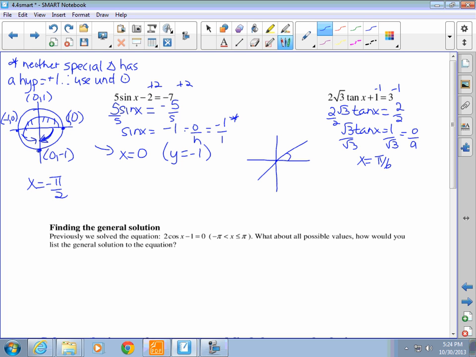So that means my one angle is going to be pi over 6. The other angle, though, going this way, is going to be negative pi plus my pi over 6. So it's going to be negative 5 pi over 6. So my two answers would be x is equal to pi over 6 or negative 5 pi over 6.